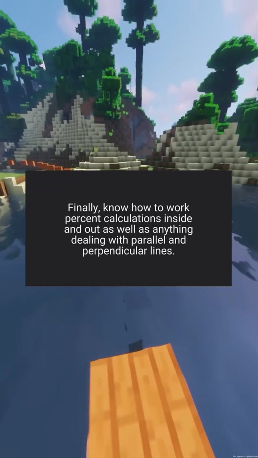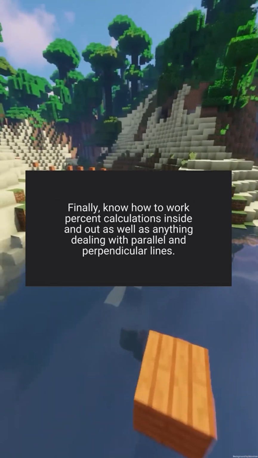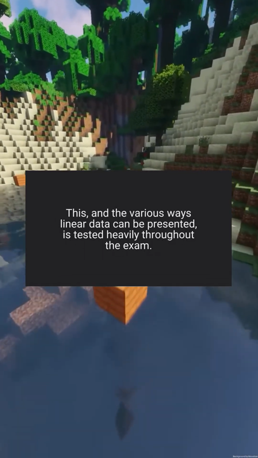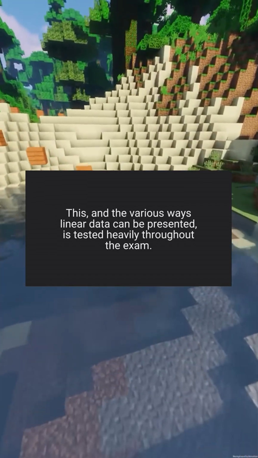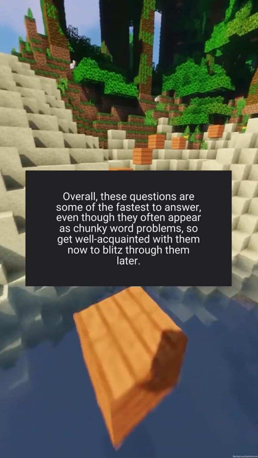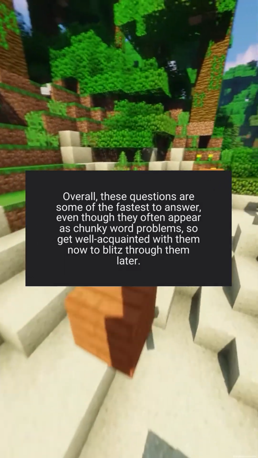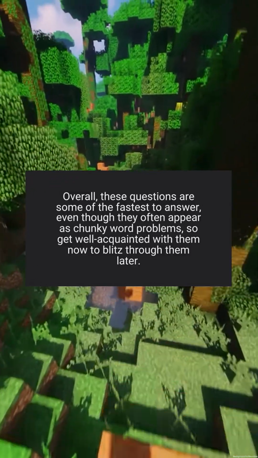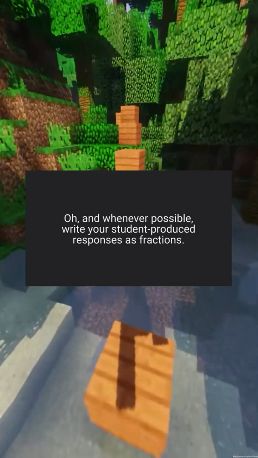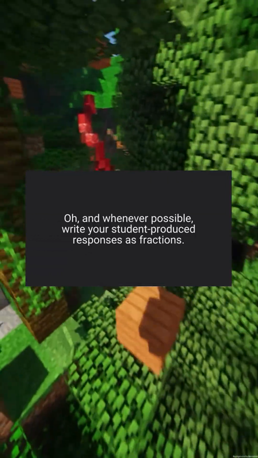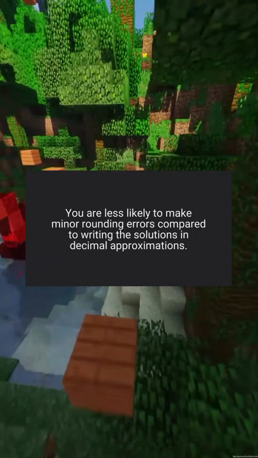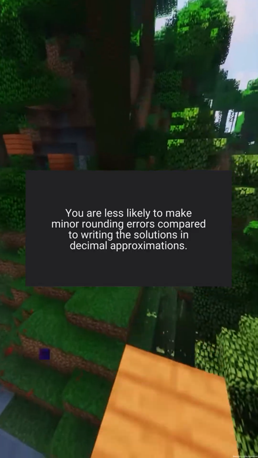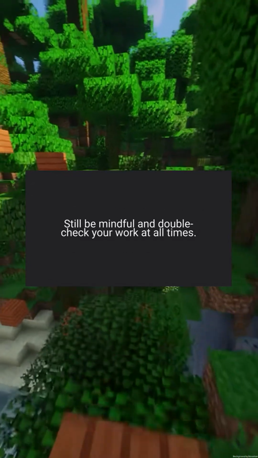Finally, know how to work percent calculations inside and out as well as anything dealing with parallel and perpendicular lines. This, and the various ways linear data can be presented, is tested heavily throughout the exam. Overall, these questions are some of the fastest to answer, even though they often appear as chunky word problems, so get well acquainted with them now to blitz through them later. Oh, and whenever possible, write your student-produced responses as fractions. You are less likely to make minor rounding errors compared to writing the solutions in decimal approximations. Still be mindful and double-check your work at all times.